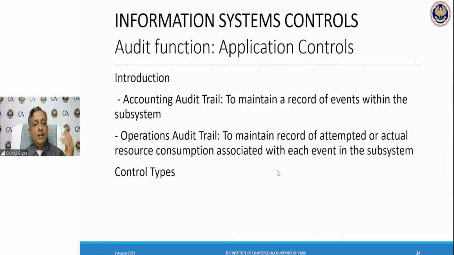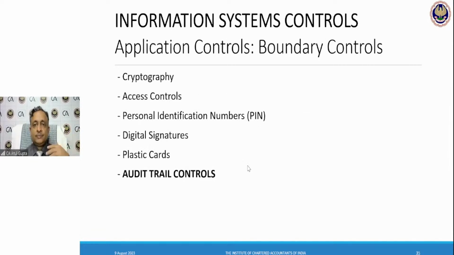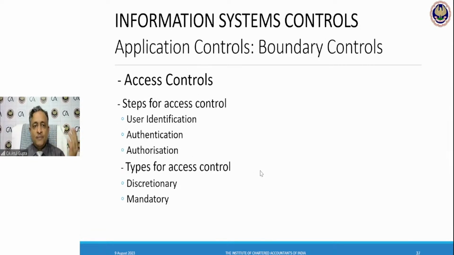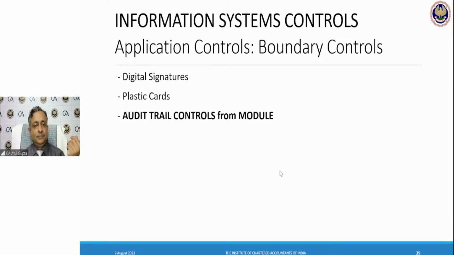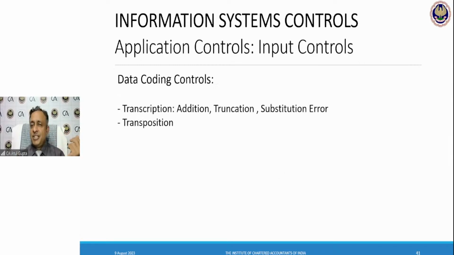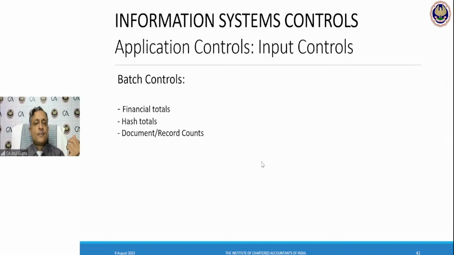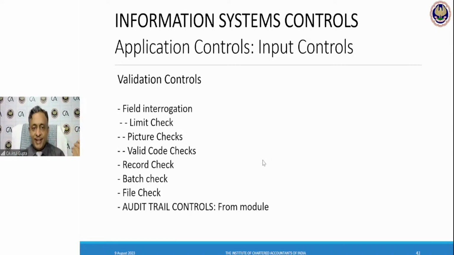Then we've talked about this: boundary control, cryptography. Anything that you want, you can ask here. Audit trail controls we've done. So it's a fast revision of what we have done. Any word you feel like, I can define.